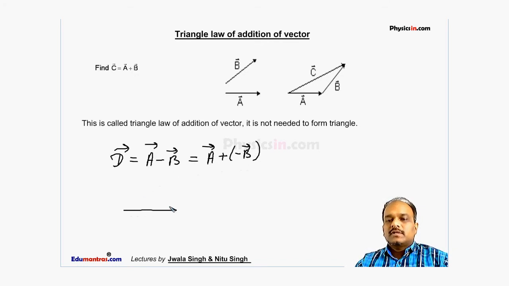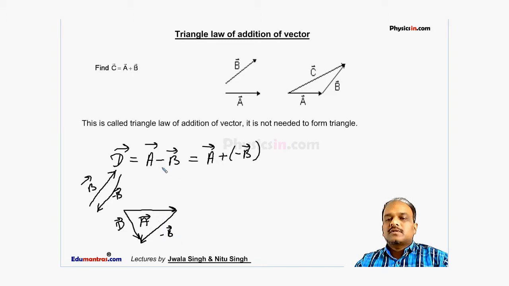So I can write this. This is vector A, this is vector B. So this is vector minus B. So I will put it here. This is vector minus B, this is vector A. So if I join this tail and head, this is actually vector D, which is equal to vector A minus vector B. So subtraction of two vectors is nothing, it is addition of a positive vector and a negative vector.